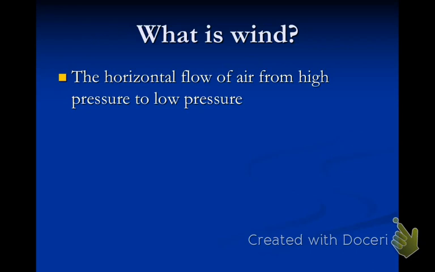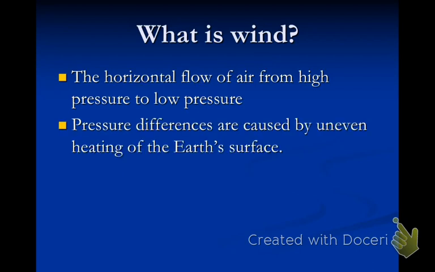Okay, the definition here is the horizontal flow. Horizontal means it's going side to side, and it's going from high pressure to low pressure. So it starts off at a high pressure and it moves towards a low pressure, and that's what wind is. Okay, these pressure differences are caused by uneven heating of the Earth's surface.